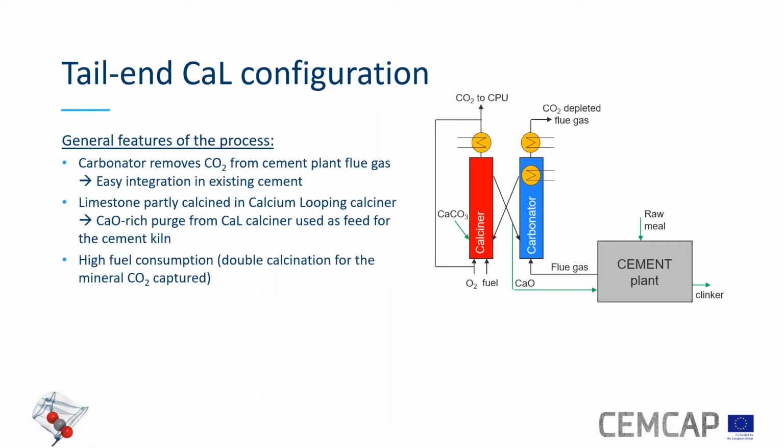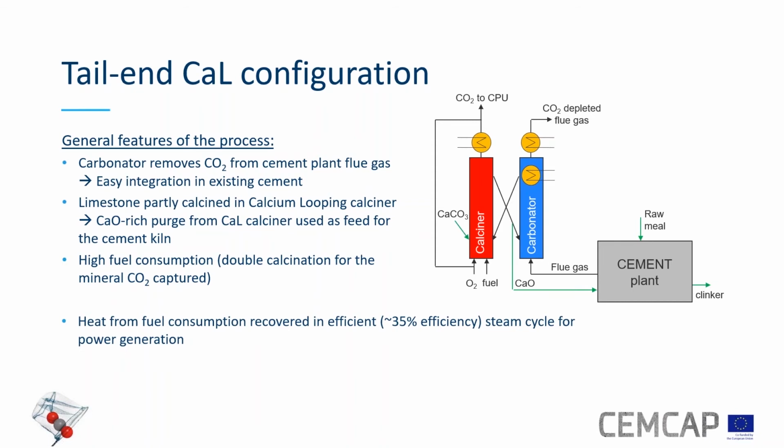The system in the tail end configuration has a high fuel consumption, and this is due to the double calcination for the minerals you captured. So you know that in a cement plant you already have calcination of calcium carbonate. You need quite a lot of fuel in the pre-calciner to release this CO2 and produce calcium oxide for clinker production. Okay, this CO2, mineral CO2, is then captured again in the carbonator, forming again calcium carbonate, which is calcined again a second time in the calciner. So basically you use two times the fuel to calcine twice the CO2 that originally comes from the calcium carbonate calcination. And for this reason, you have high fuel consumption on the whole.